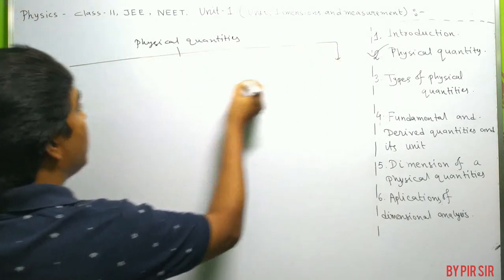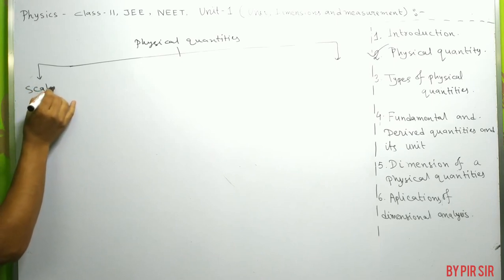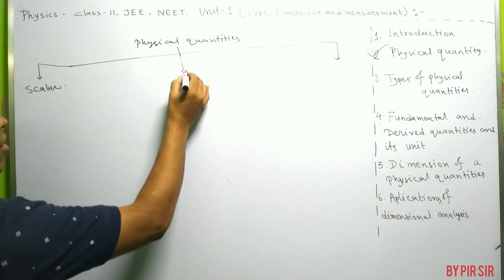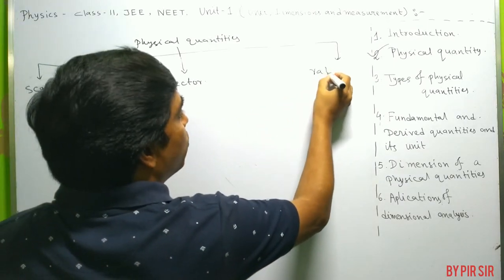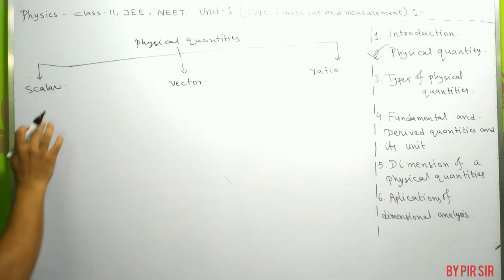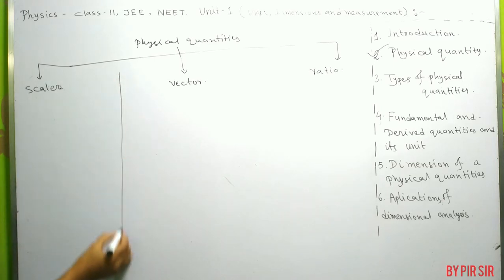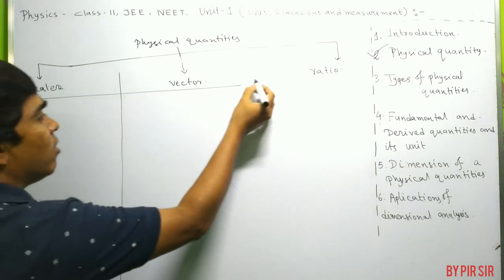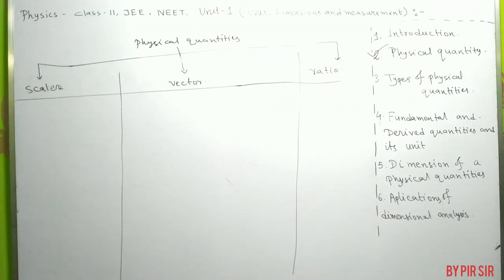There are 3 types of physical quantities. One is scalar quantities. Another is vector quantities, and another is the ratio of two similar quantities. Now you have to know what scalar quantities are, what vector quantities are, and what the ratio of two similar quantities is.